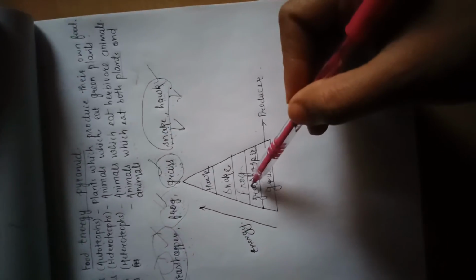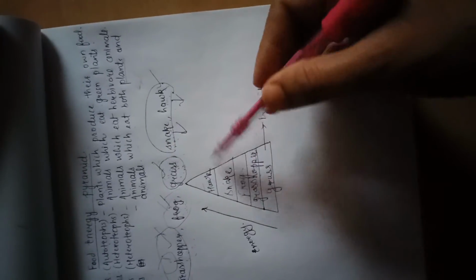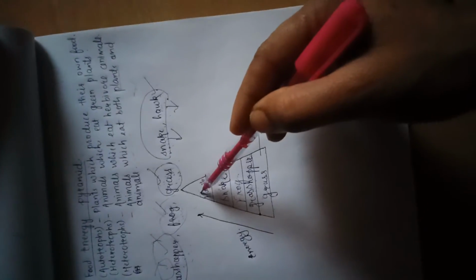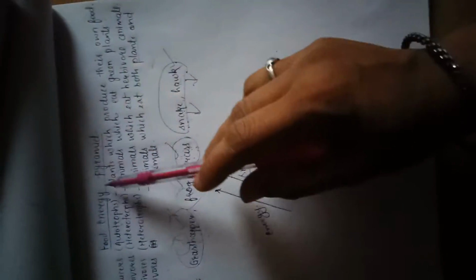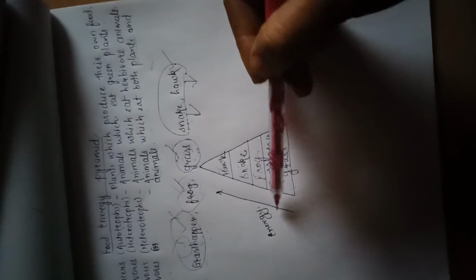So you can check the food pyramid. Grass is eaten by the grasshopper, the grasshopper is eaten by the frog, the frog is eaten by the snake and the snake is eaten by the last member of this pyramid, the hawk. So why is it called an energy pyramid? Because the energy is transferred in the form of food from grass to grasshopper, grasshopper to frog, frog to snake and snake to hawk. That is why we show an arrow and write energy above it, because energy is transferred from the producer to the last member of the food chain in the form of food.